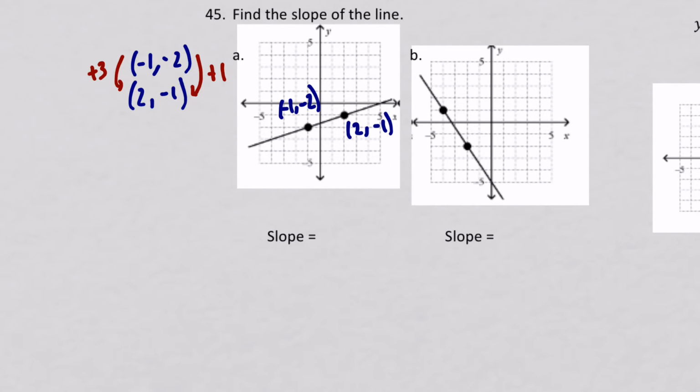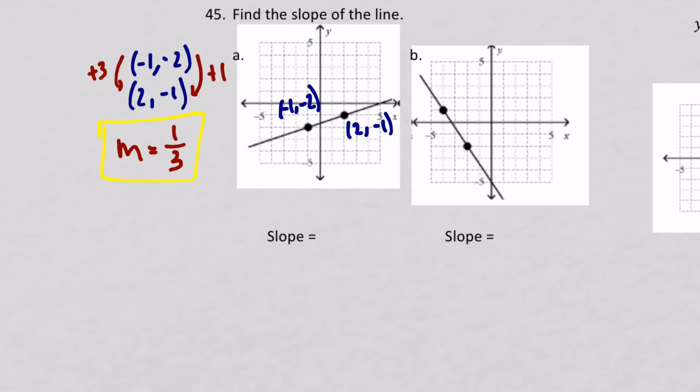So what's the slope using those two numbers? The slope will be 1 over 3. Okay? Always change in y over change in x. So 1 over 3 is your slope.